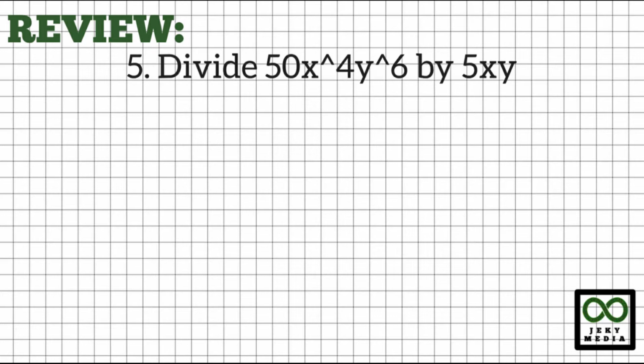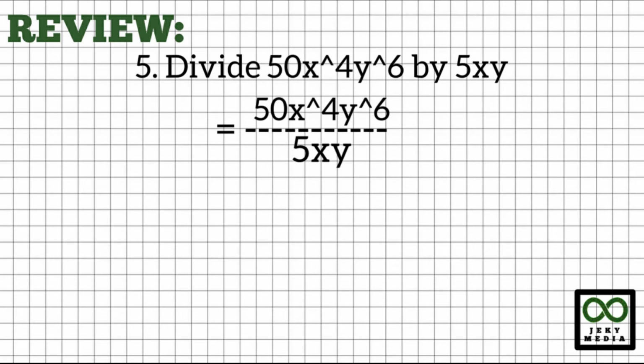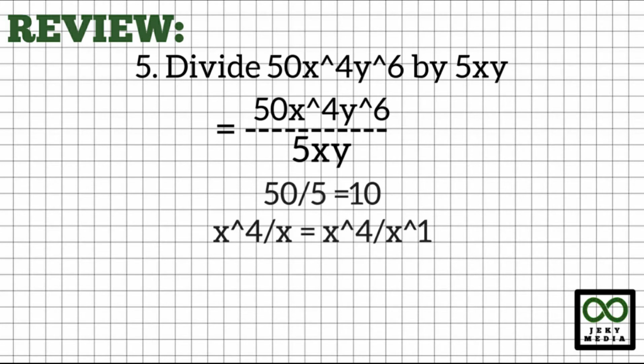Number 5. Divide 50x raised to 4y raised to 6 by 5xy. First, let's divide the coefficients. 50 divided by 5 is 10. Next, let's divide each variable. x raised to 4 divided by x. This can also be written as x raised to 4 divided by x raised to 1.